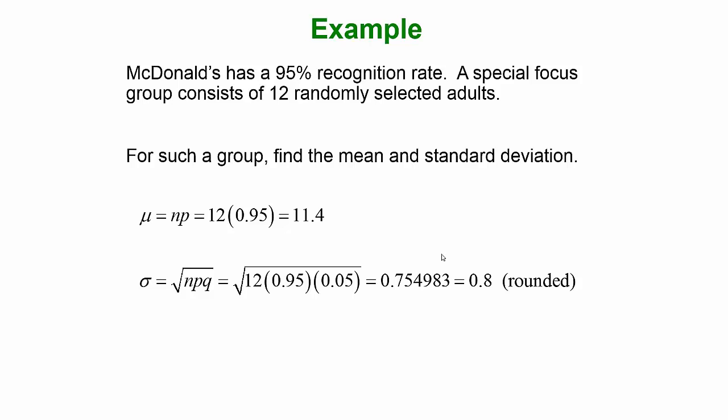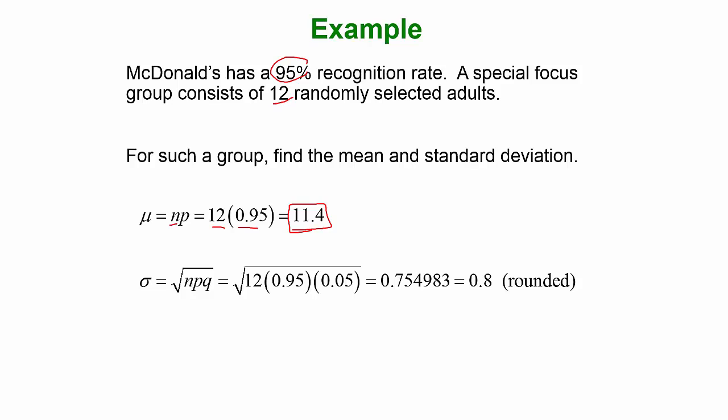McDonald's has a 95% recognition rate. A special focus group consists of 12 randomly selected adults. For such a group, find the mean and standard deviation. So the mean is equal to n times p. n is the total in our sample, so we had 12 selected adults. So 12 times the probability of a success. Probability of success is 95%. So 12 times 0.95 is 11.4.